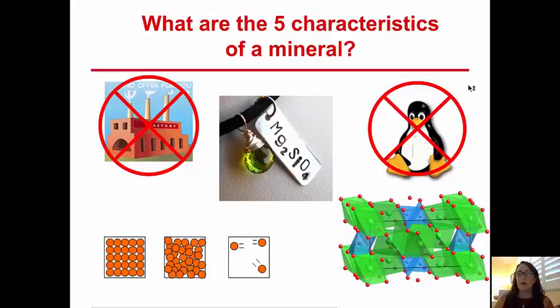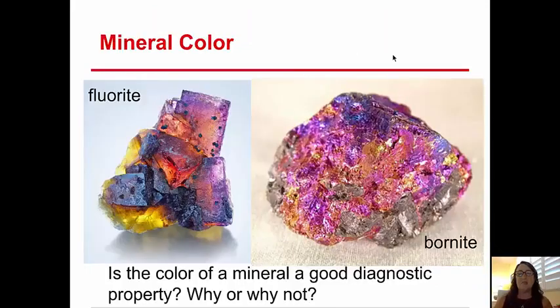So for example, we could talk about ice. Ice is naturally occurring. It has a set chemical composition. It's inorganic. It's a solid, and it has a set internal structure. So ice would be classified as a mineral. How about a pearl? What do you think? There's one of those characteristics that it doesn't meet. Which one is it?